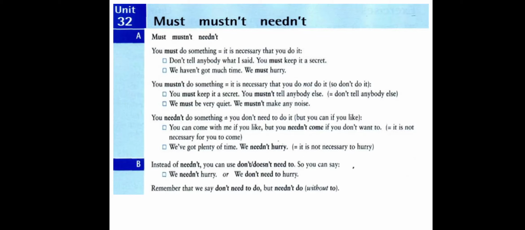Welcome to English Grammar 1, Unit 32: must, mustn't, and needn't. Must, mustn't, and needn't are used to express necessity. Must is followed by the base form, the infinitive without to, and mustn't is followed by the base form, the infinitive without to, and needn't as well. It's followed by the base form.